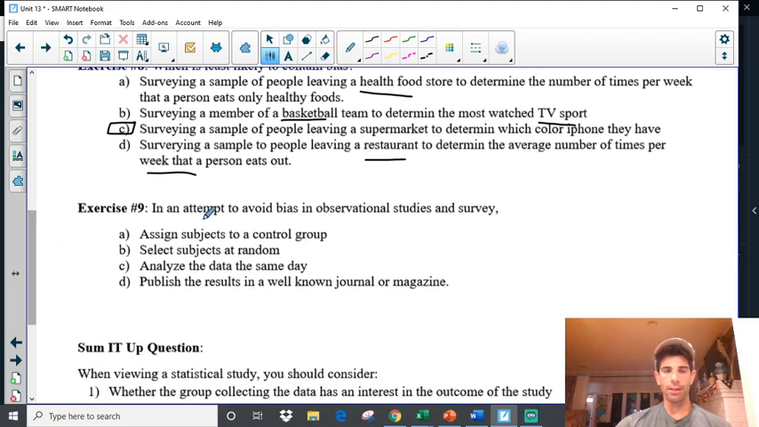And number 9, in an attempt to avoid bias in observational studies and surveys, assign subjects to a control group, select subjects at random, analyze the data the same day, and publish the results in a well-known journal or article. So just make sure the more random you are, the less biased you are.